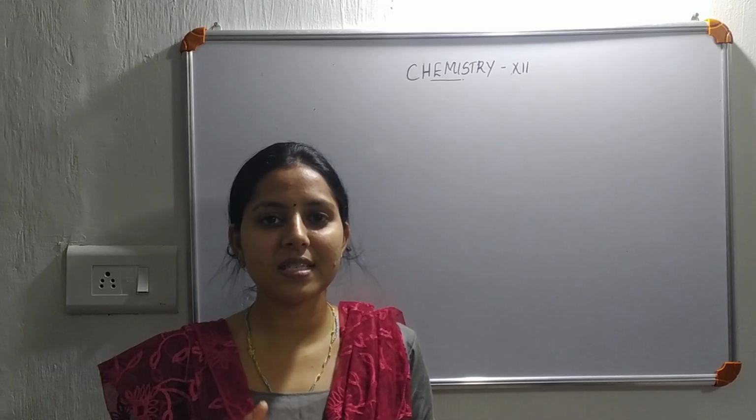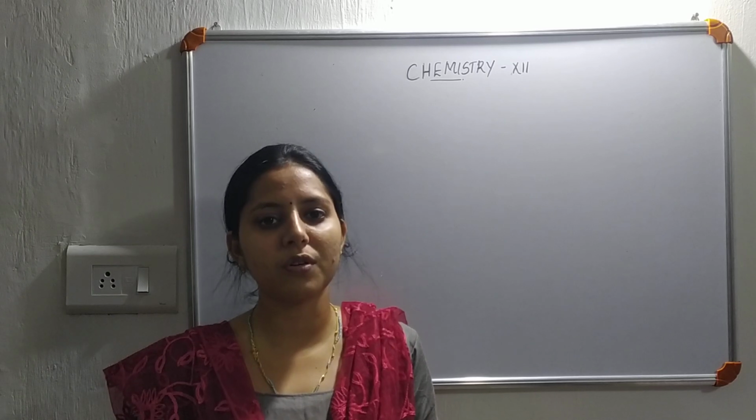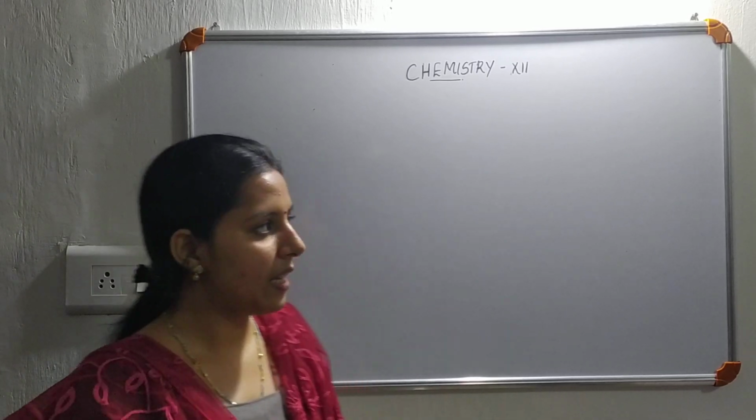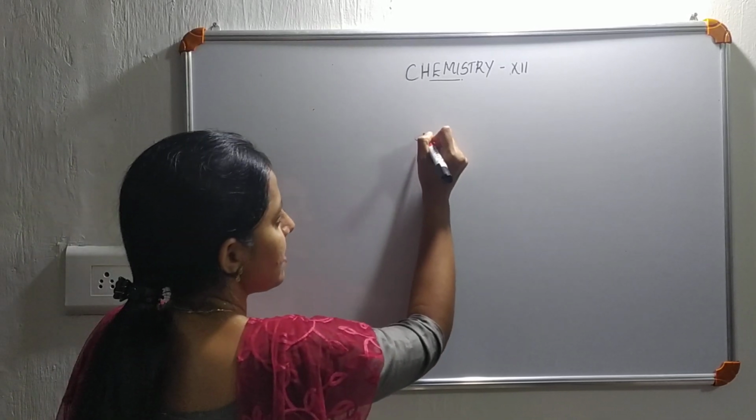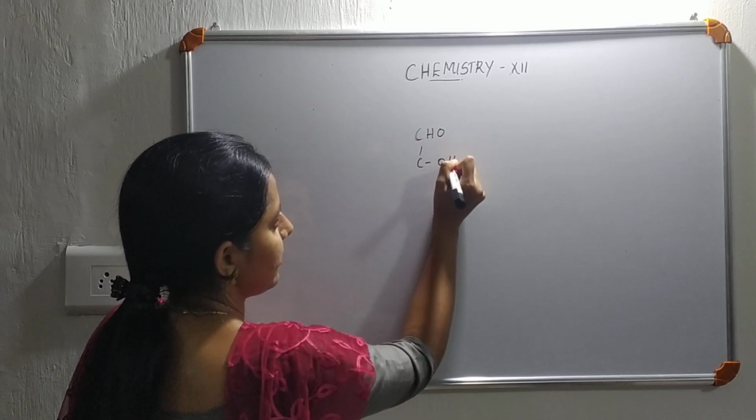Yesterday we discussed the structure of glucose by analyzing the products formed from glucose on reaction with certain reagents. And from these reactions we get the structure of glucose like this.